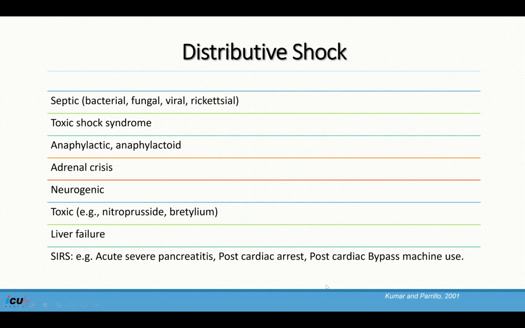Before we get into the last case, causes of distributive shock would be sepsis, any kind of organism that causes septic shock, toxic shock syndrome, anaphylactic shock, adrenal crisis. Neurogenic is actually a combined shock, a mixed shock between distributive and cardiogenic. In those cases, you will see that the SVR is low and the heart rate is low, along with the contractility of the cardiac muscle. But it is one of the differential diagnoses if you have a low SVR syndrome.